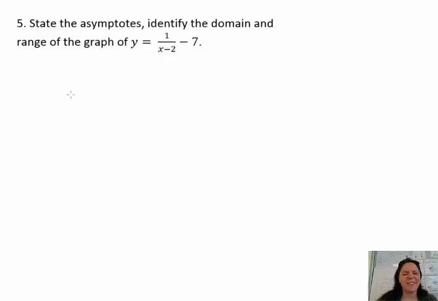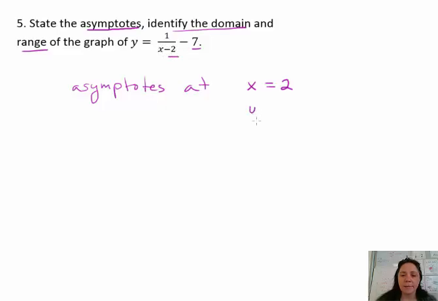One more question for this video, and we'll put the definitions into another video. We're being asked now to state the asymptotes, to identify the domain and the range of the graph of y equals 1 over x minus 2 minus 7. Well, the asymptotes are going to be at h and k, so we'll have asymptotes at x equals 2. Remember, it's minus h, so h is going to be the negative of whatever we have here. And we're going to have an asymptote at y equals -7.